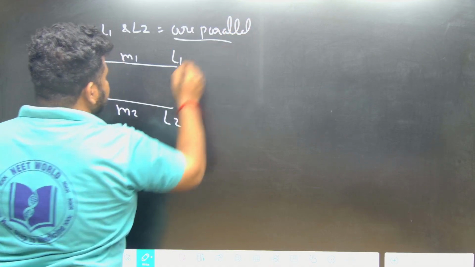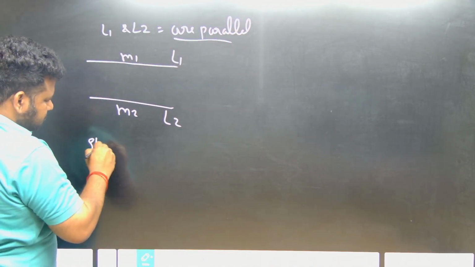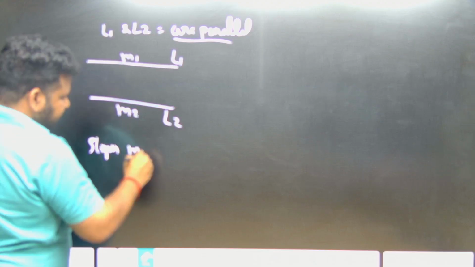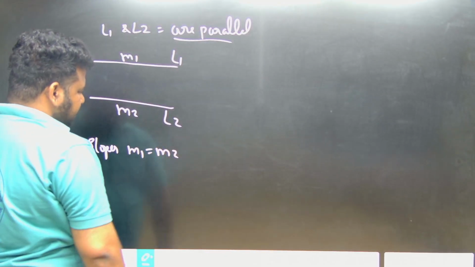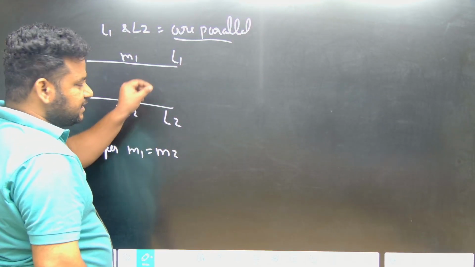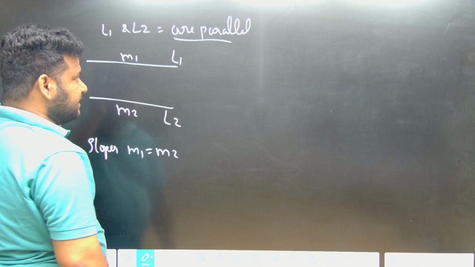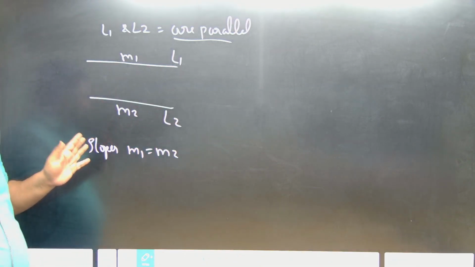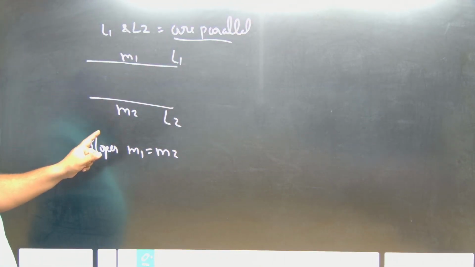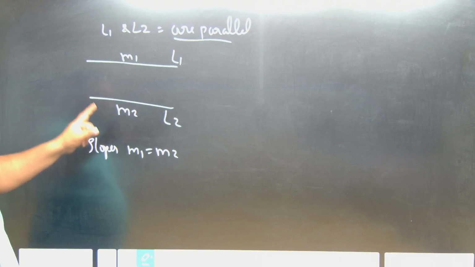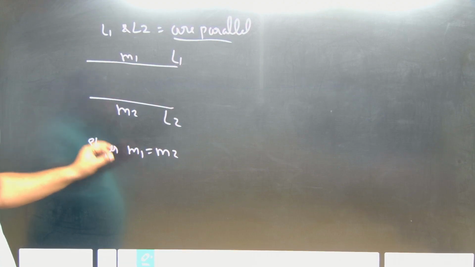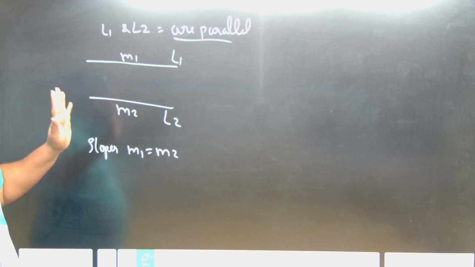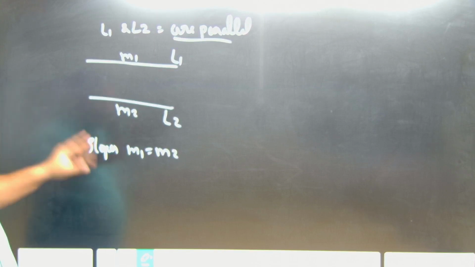Then what will happen to the slopes? M1 will be equal to M2. If the slopes M1 and M2 are equal, L1 and L2 are parallel, so it is correct both ways. The converse is also true. If line L1 is parallel to L2, slopes will be equal. If the slopes are equal, the lines are parallel.